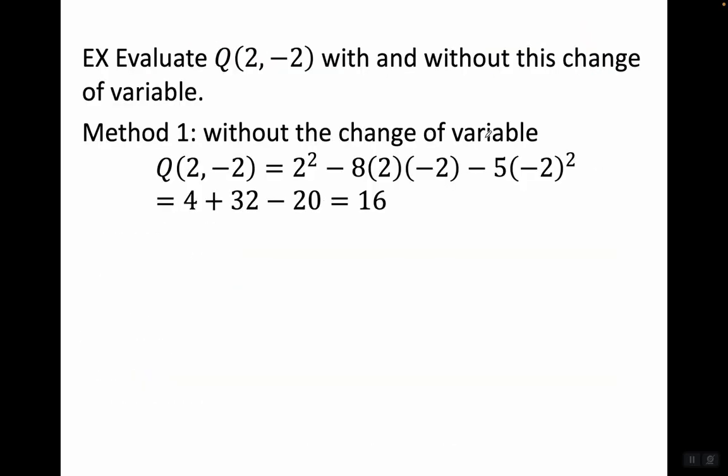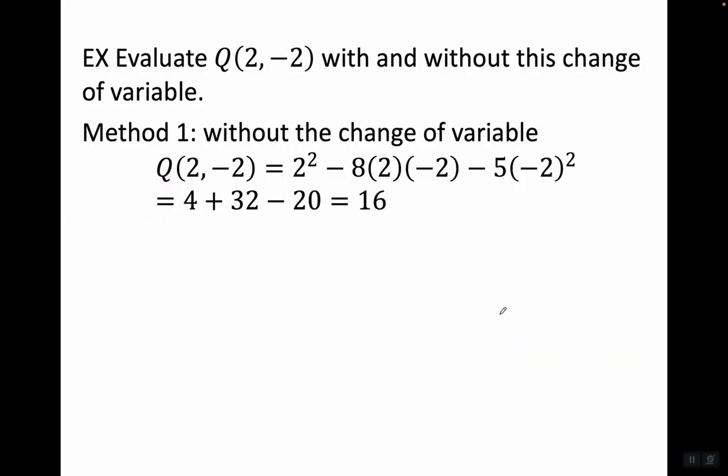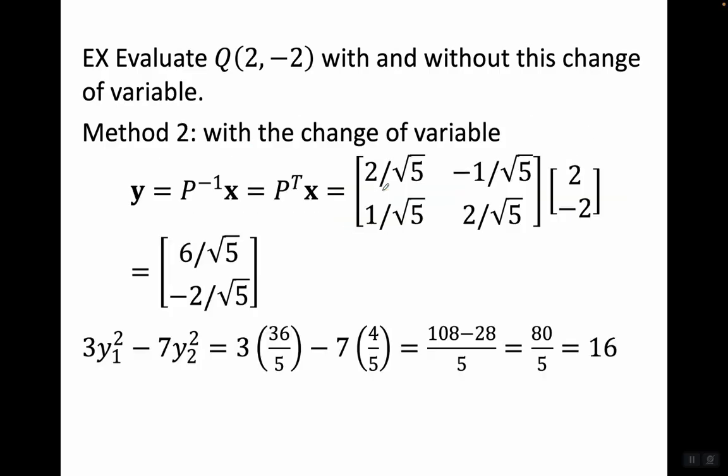Okay, evaluate q of (2, negative 2) with and without this change of variable. So without the change of variable, we saw the formula for q over here. Here's our formula for q. Without the change of variable, q of (2, negative 2) looks like this. Okay, so you've got 2 squared minus 8 times 2 times negative 2 minus 5 times negative 2 squared. That works out to be 16.